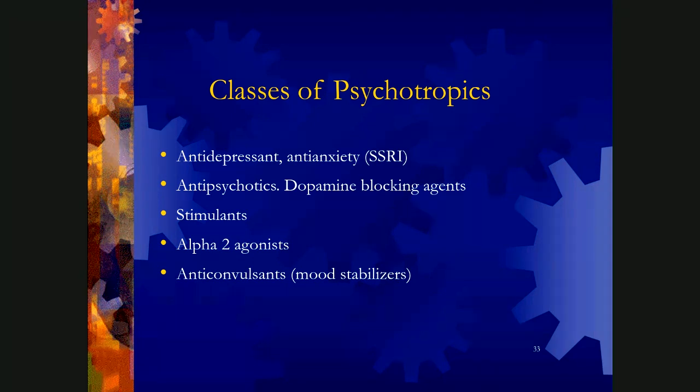I'm hoping that the field will change the name of antipsychotics because they're not always used for psychosis. So this is another thing that I like to explain to families, that it's not for psychosis. It's just a medicine that could help with other aspects of behaviors and psychiatric symptoms. And the way they work is by blocking dopamine. Then stimulants, alpha-2 agonists, and anticonvulsants.